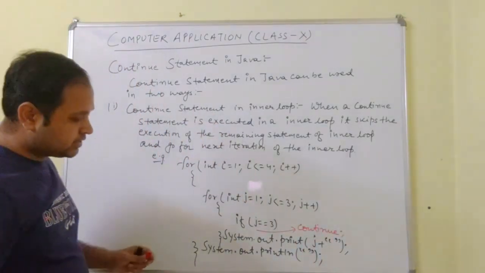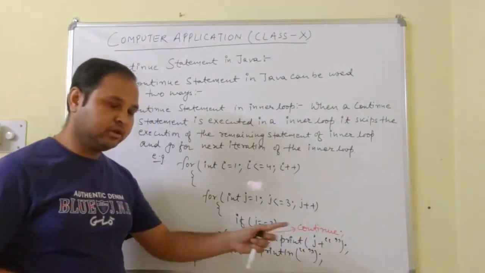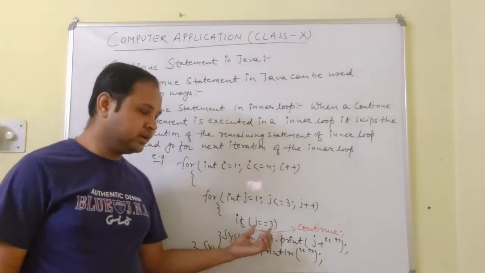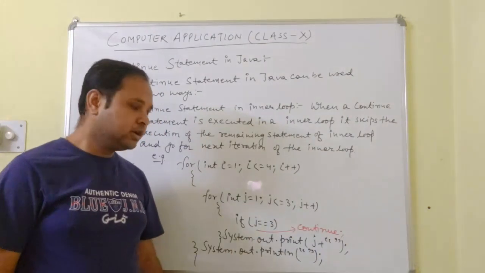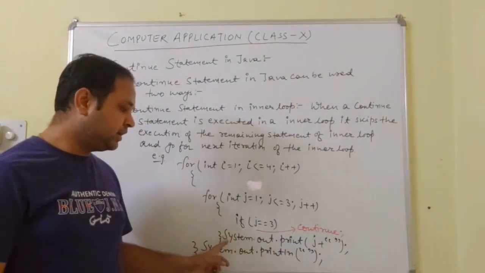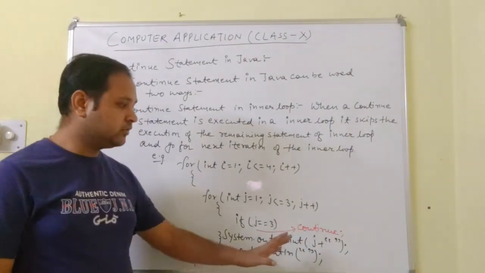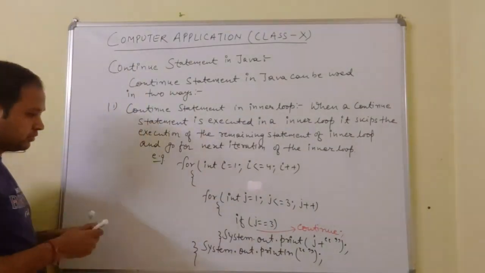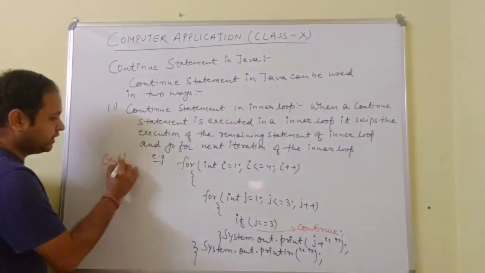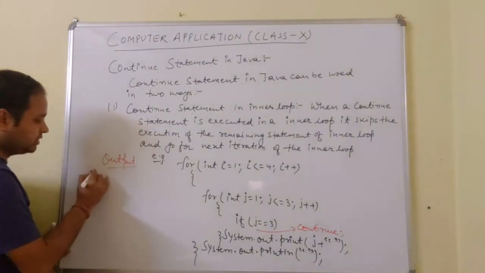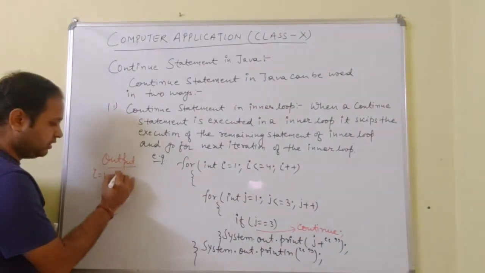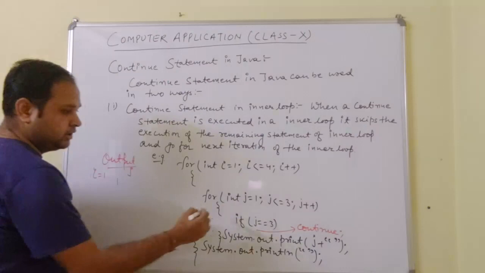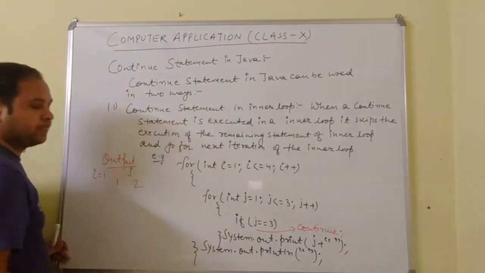Now as soon as I write continue over here, what will happen? When the condition j equals 3 is satisfied, the continue statement gets executed, and at that moment it will not print the value of j, and it will go for the further iteration. So the output for this program, when i equals 1: first the j value is 1, so it prints 1, and then j is updated to 2, so it prints 2.